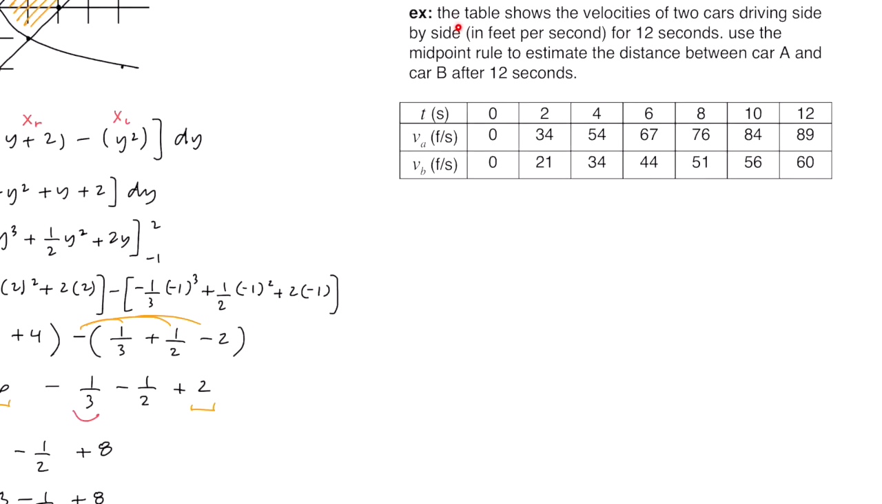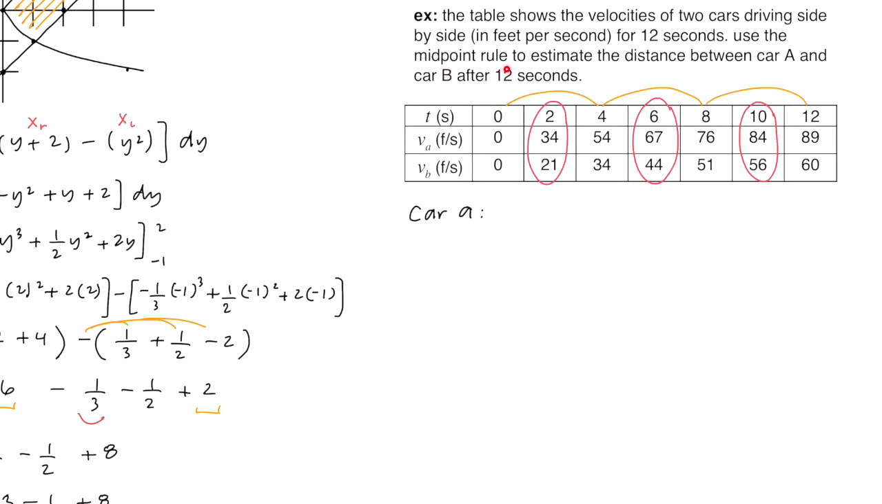This example says the table shows the velocities of two cars driving side by side in feet per second for 12 seconds. Use the midpoint rule to estimate the distance between car A and car B after 12 seconds. So using the midpoint rule to estimate the distance, we can go from 0 to 4 seconds, 4 seconds to 8 seconds, and 8 to 12 seconds. So then that works out perfect because we have t equals 2 seconds, 6 seconds, and 10 seconds, ends up being the midpoint in between 0 and 4, 4 and 8, and 8 and 12.